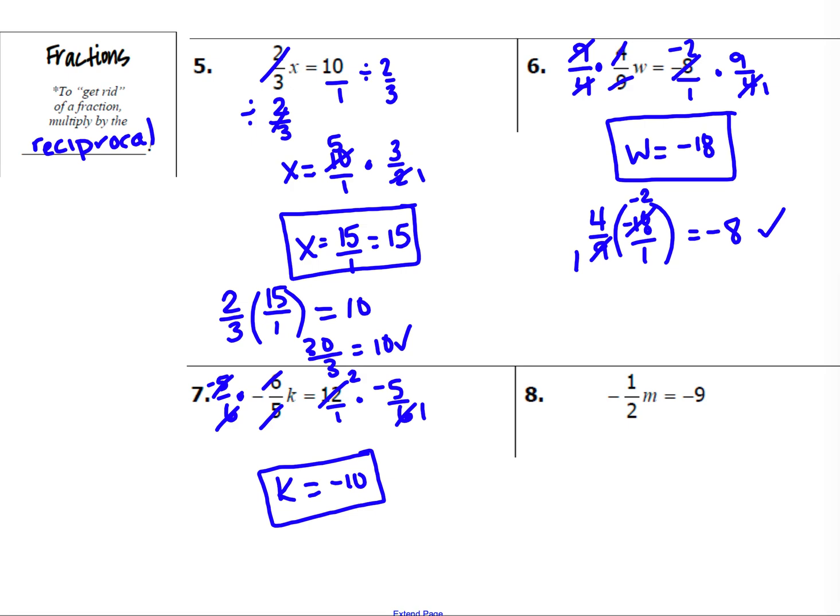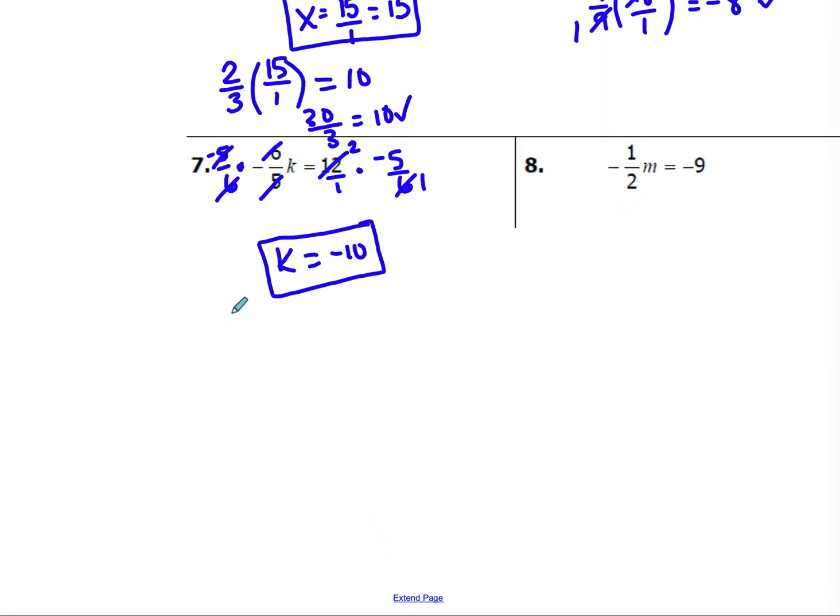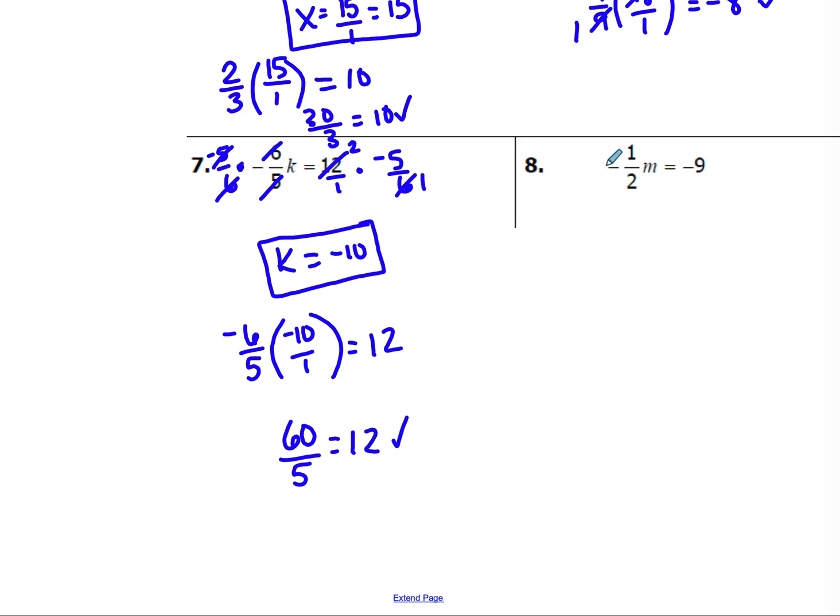Okay, and then I am going to go ahead and check it. So this was originally -6/5 times k. I'm going to write that as a -10/1 equals 12. Let's see, on this one I'll just multiply straight across. I could cross cancel. I'm trying to show both ways in case you're a person that doesn't like to cross cancel. 6 times 10 is 60. Same sign, answer is positive. 5 times 1 is 5. 60 divided by 5 does equal 12. So yep, we got that one correct.